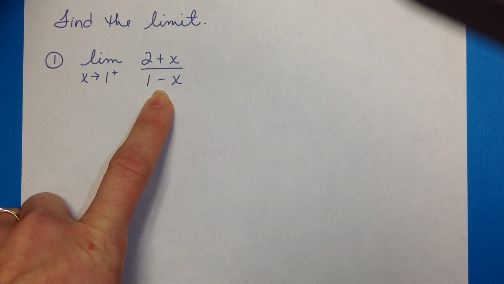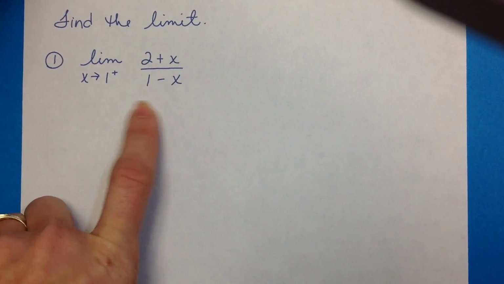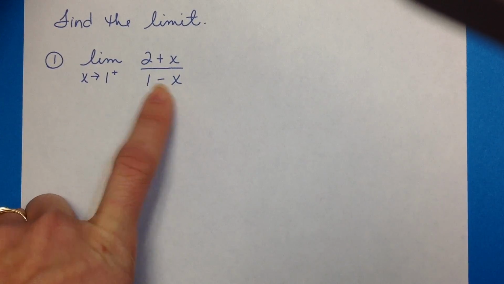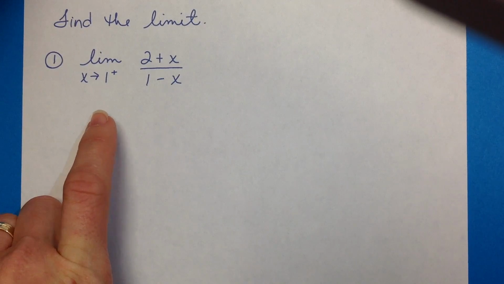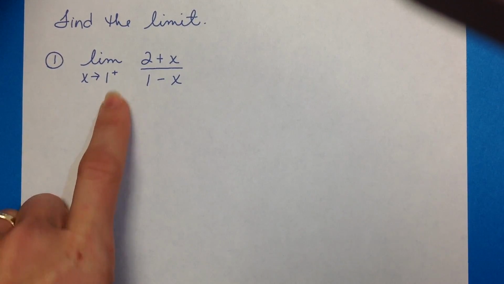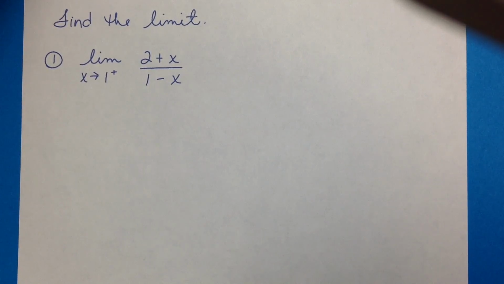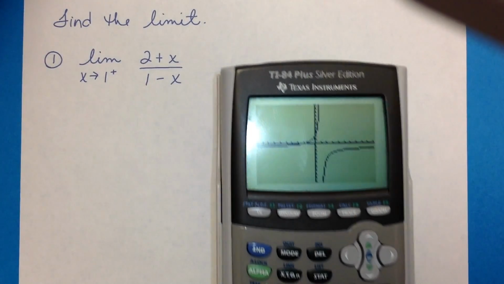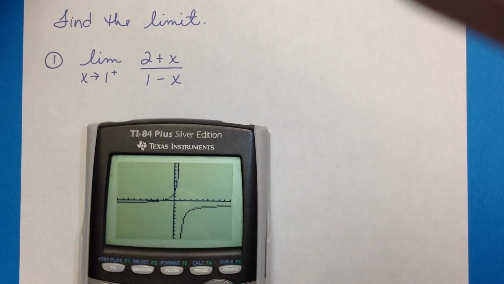Now, you've got a graphing calculator. You can definitely graph this to figure this out, or like I said, you can just start substituting in numbers that would be to the right of 1, and then just see if your y values are getting larger or getting smaller. Alright, I've gone ahead and put this in my graphing calculator.